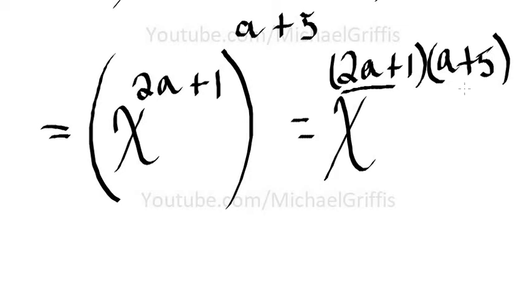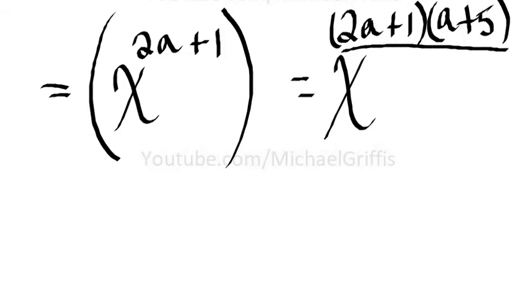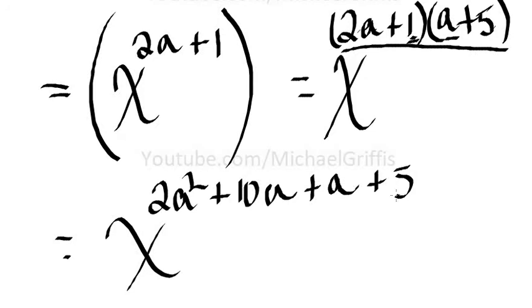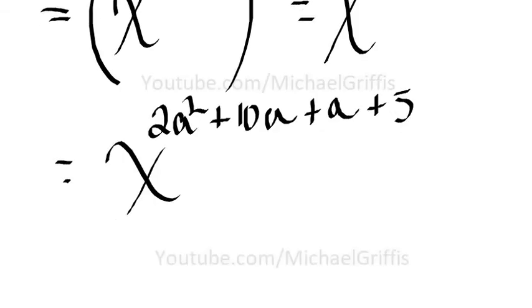So if we want to multiply these two together, you'd multiply it like you normally would, right? We'll just write it down here. x, so we have 2a times a is 2a squared. And then 2a times 5 is going to be 10a. And then 1 times a is a, and 1 times 5 is 5. Probably going, what in the world?